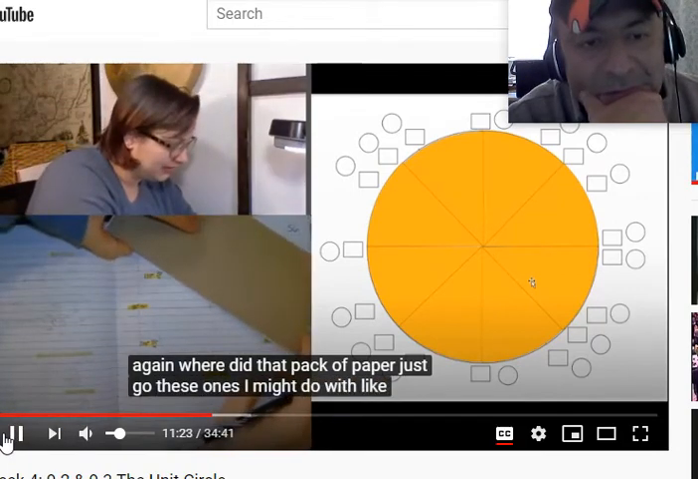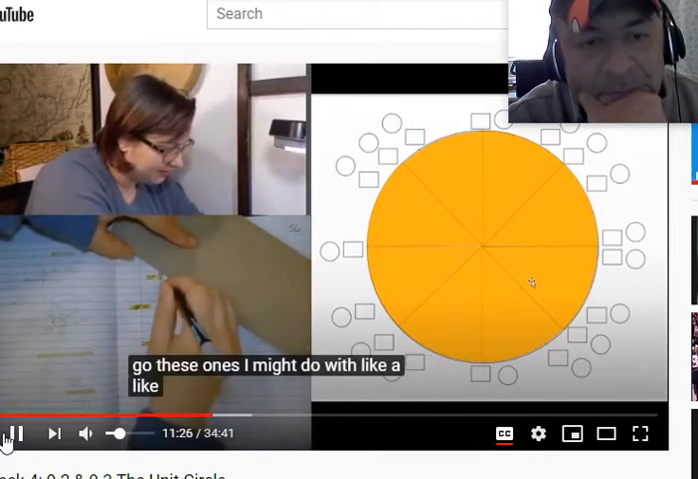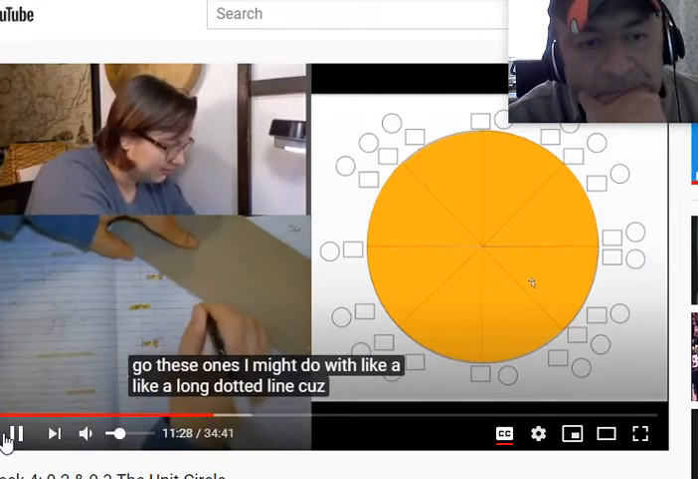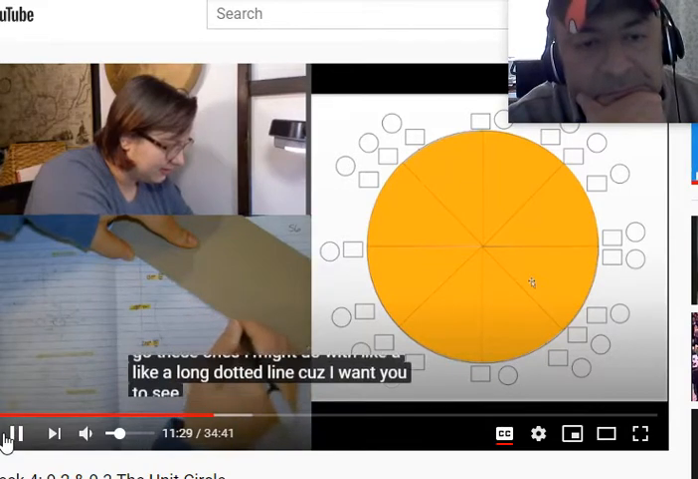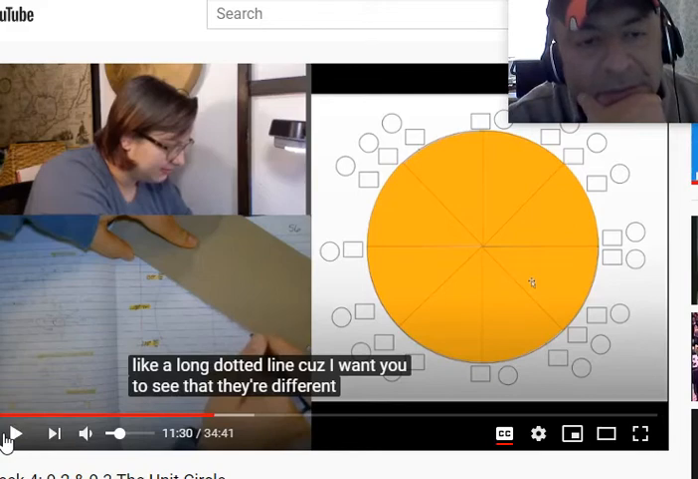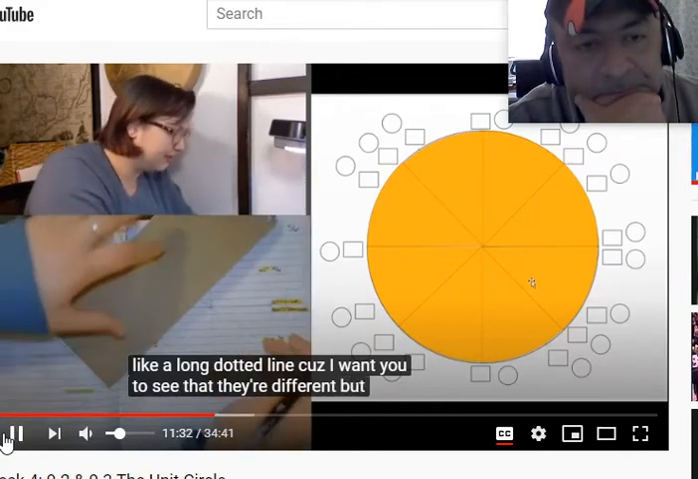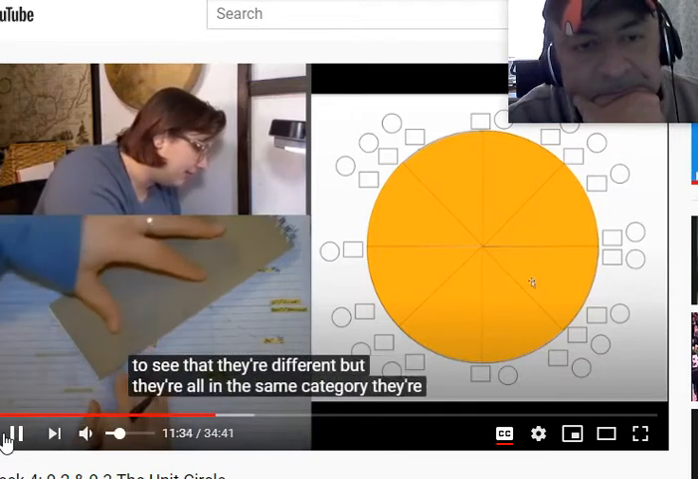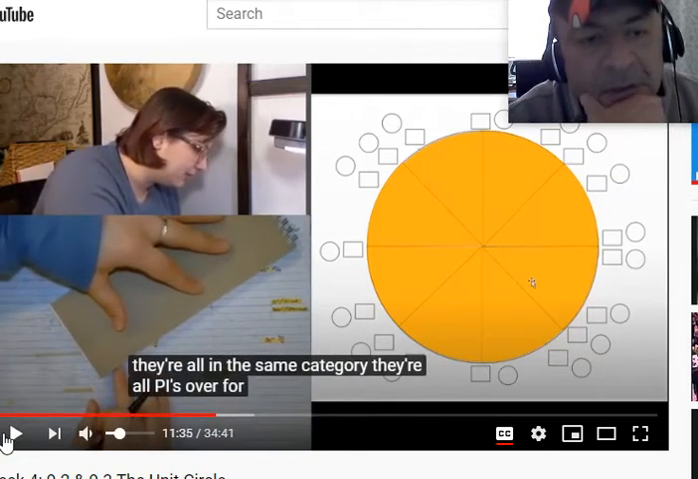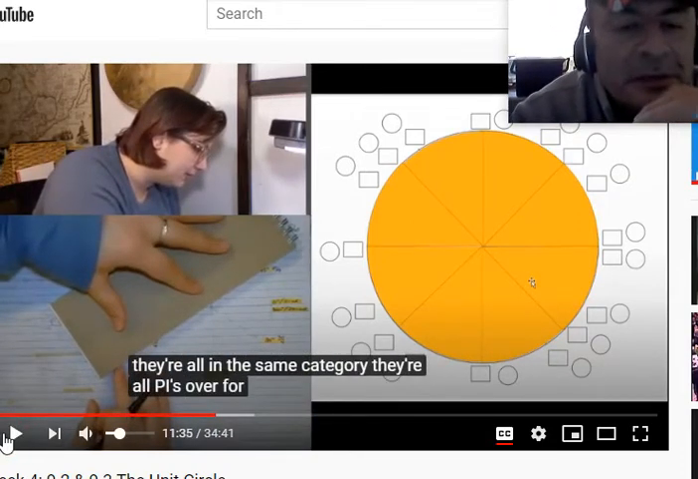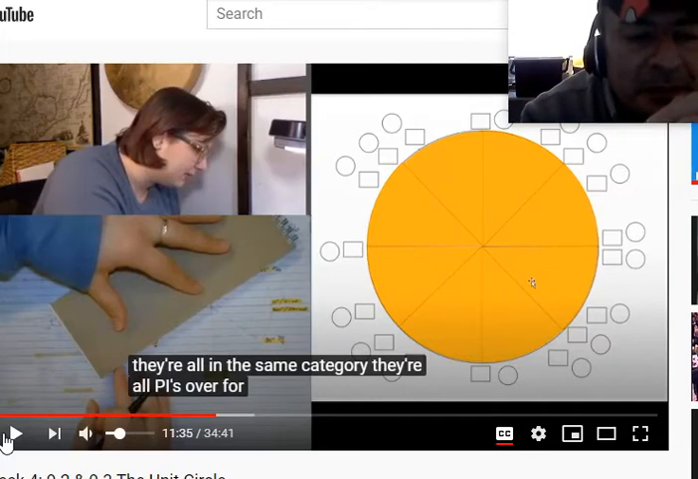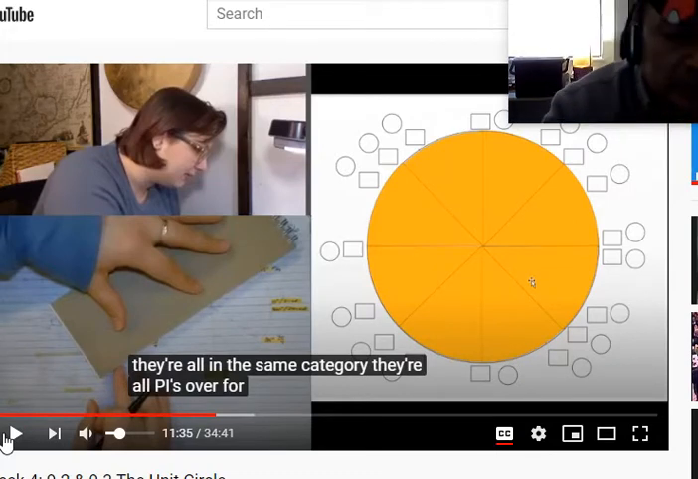These ones I might do with a long dotted line, because I want you to see that they're different. But they're all in the same category. They're all pi over 4.